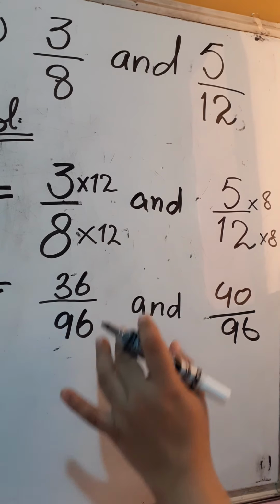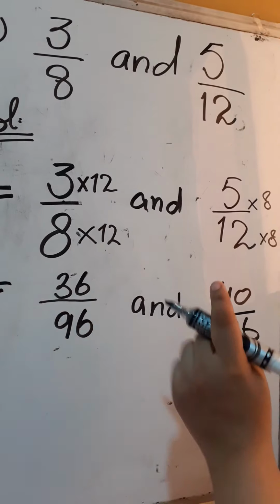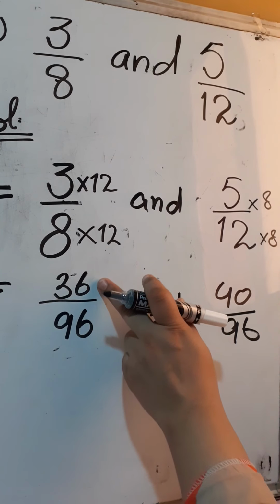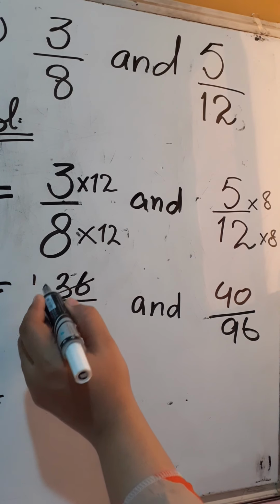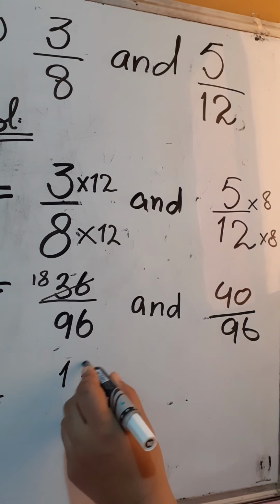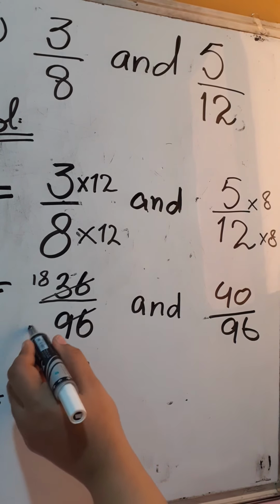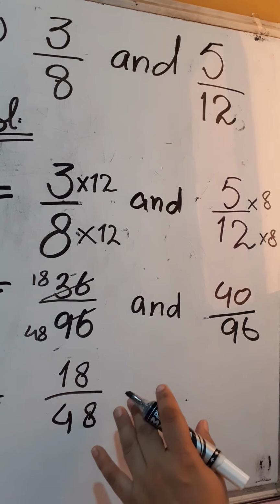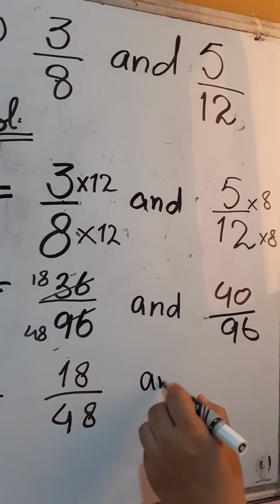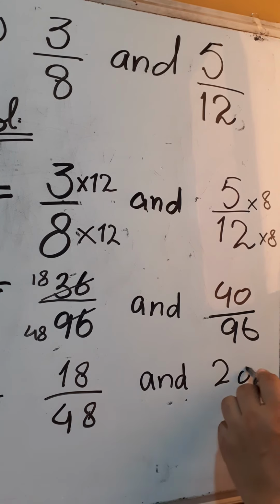Then we cut again, because on the down side there is a 6 and 6. Then 2 ones are 2. 2 eights are 16. 18. And down, 2 fours are 8, 2 eights are 48. Again cutting, and this is a 20 and this is a 48.